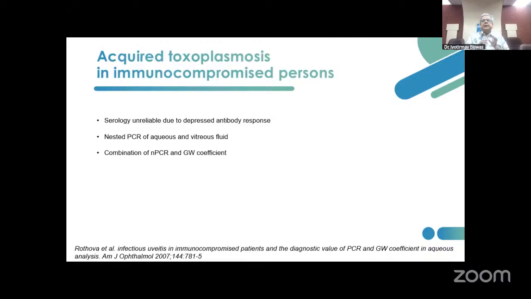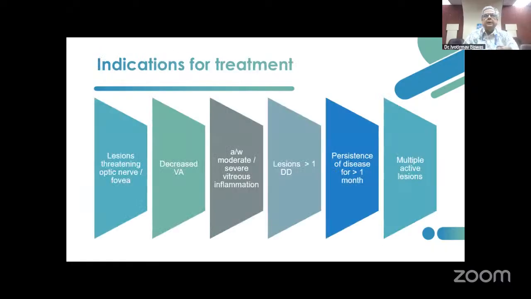So if you see an immunocompromised patient, like the patient is HIV positive or on immunosuppression, their ELISA for toxoplasmosis may be negative. Their PCR plays a very important role. This is one of the important messages I want to give you.